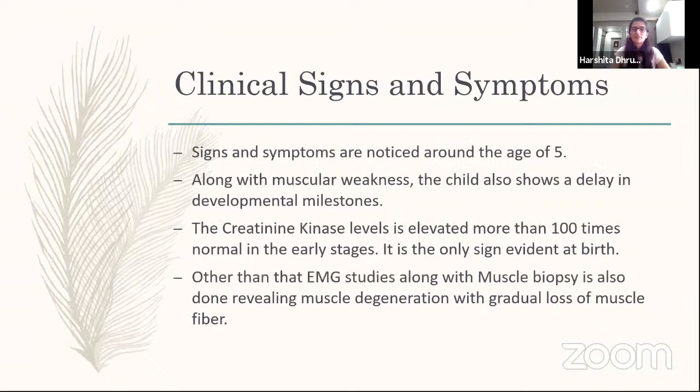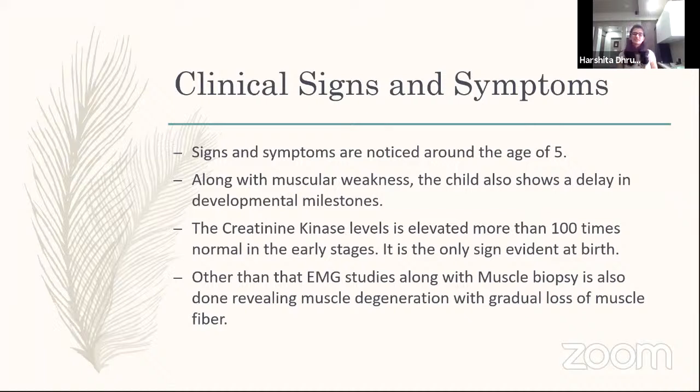The signs and symptoms appear grossly around the age of 5, but we can still notice them from birth as it is congenital, meaning it's seen from the start. The creatine kinase levels are elevated more than 100 times in the early stages in the child. It is the only sign which is evident at birth. It is the only indication that the baby might have DMD, apart from the genetic history. Other than that, EMG studies are conducted along with muscle biopsy, but these are conducted at a later stage when we are more sure of the disease, to finalize and confirm our diagnosis.